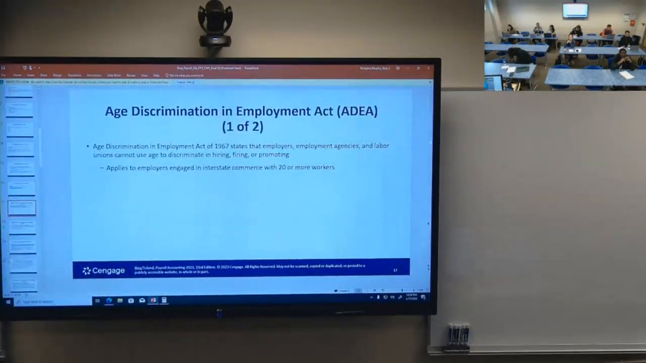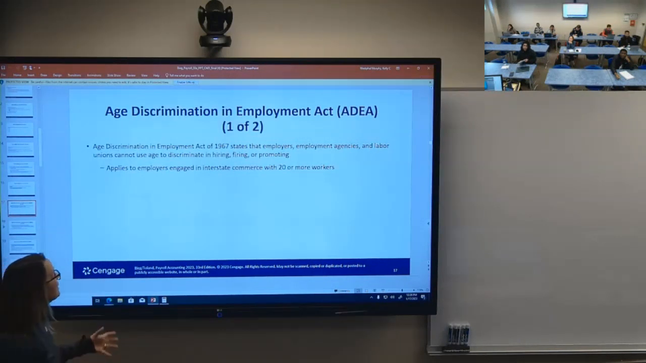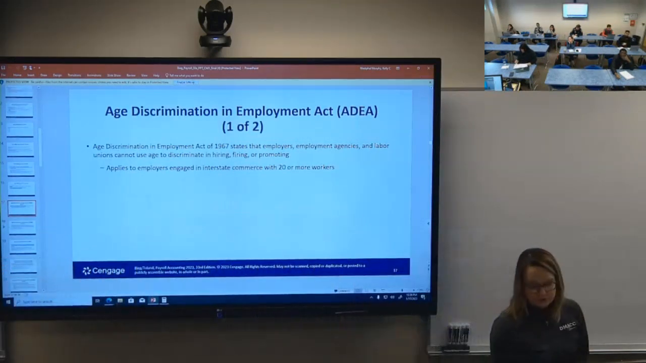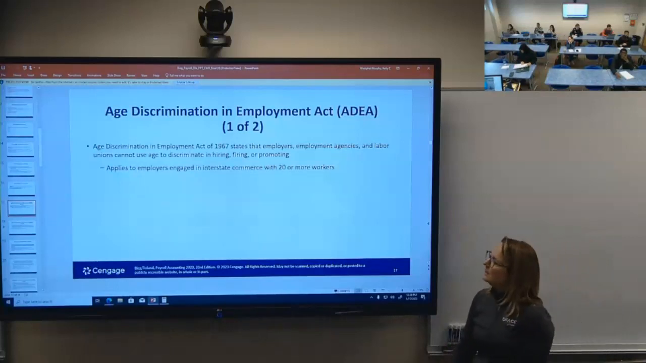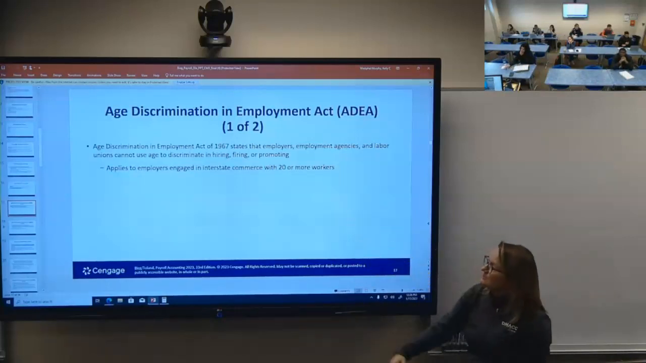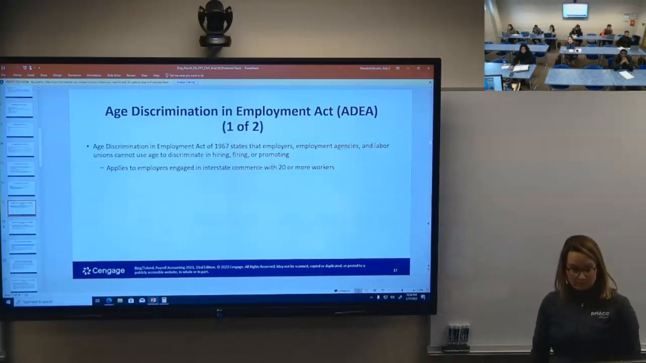Okay, so another one, the Age Discrimination in Employment Act, the ADEA. This was passed in 1967. It prohibits discrimination based on an individual's age. The cutoff for this is actually 40 years old, which is pretty young, if you ask me. So again, it applies to employers that are engaged in interstate commerce with 20 or more workers.